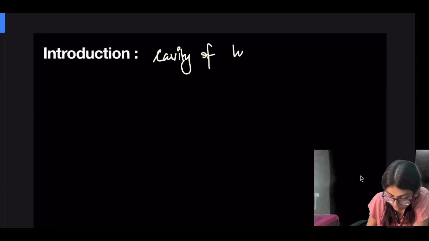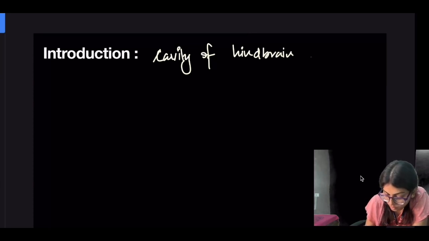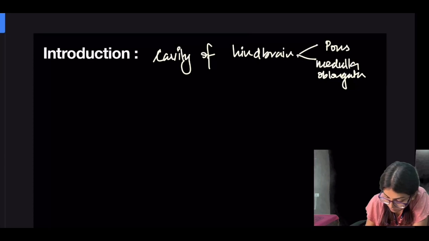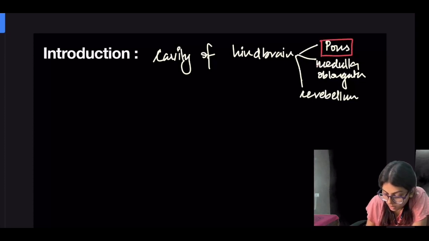A cavity of the hindbrain. In the hindbrain we have three parts: pons, medulla oblongata, and cerebellum. So the cavity of the hindbrain is known as the fourth ventricle. The hindbrain comprises three parts: pons, medulla oblongata, and the cerebellum.